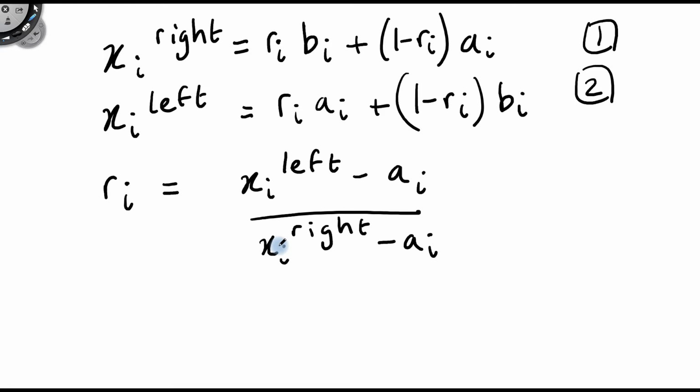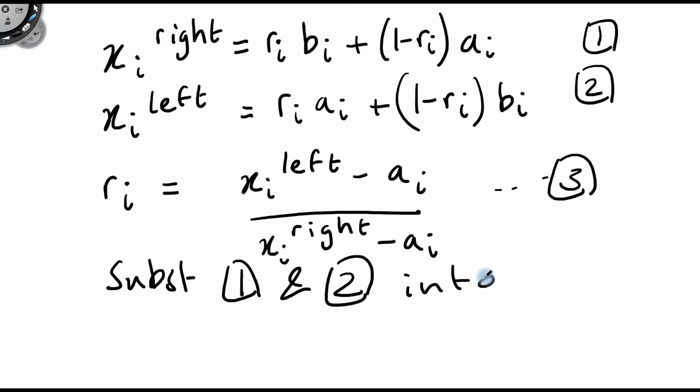And the algebraic steps then are just to substitute 1 and 2 into 3, and this will then eliminate xi left and xi right. Actually it will eliminate ai and bi as well, and we'll just end up with an expression in terms of r. Okay, so let's see if we can do that in this final line here. No, I think I'll start a new board.